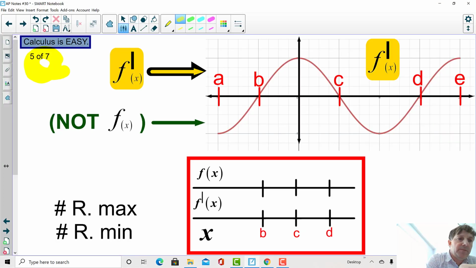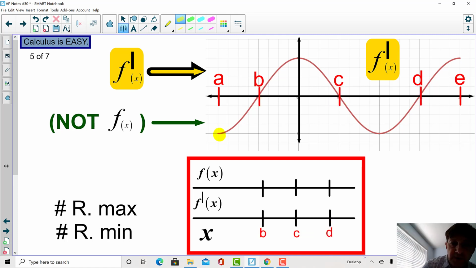Okay, this is example number 5 out of 7. You'll notice that they gave us the graph of the derivative. It's not the graph of f. I want you to notice that this graph is equal to 0 at these 3 values. So those are going to be our critical numbers because that's where our derivative is equal to 0, when x is b, c, and d.